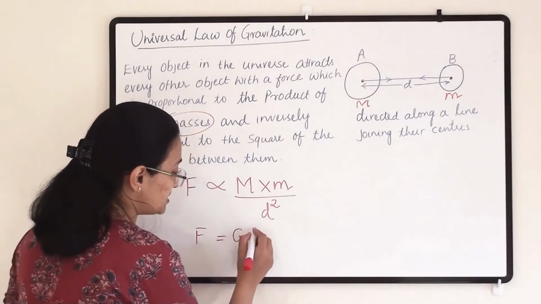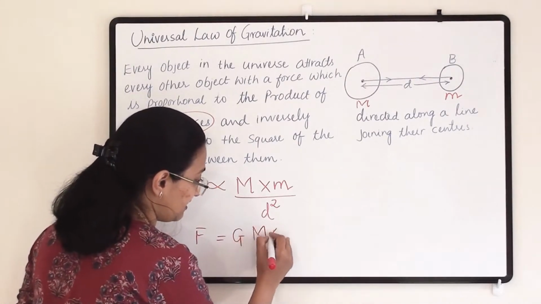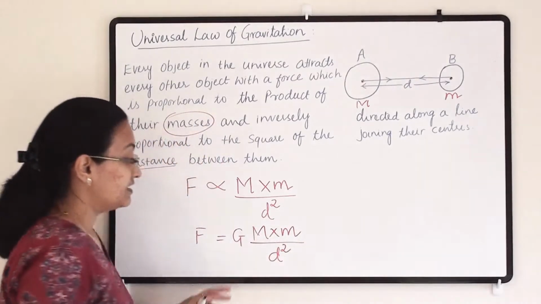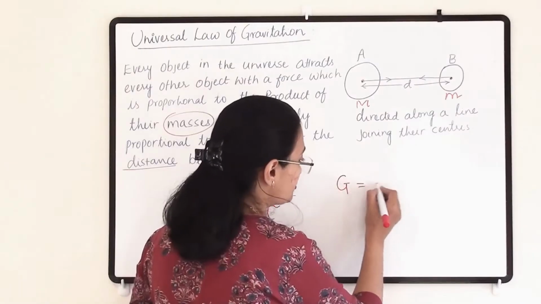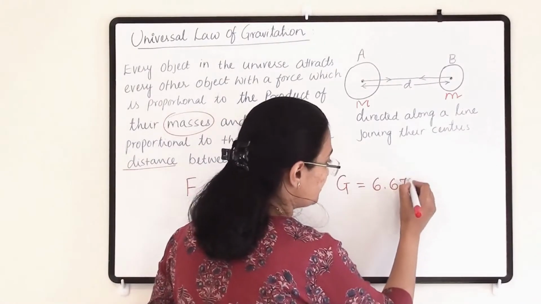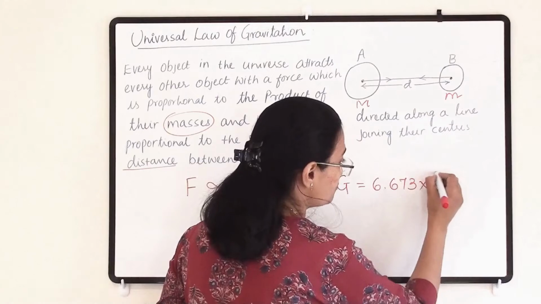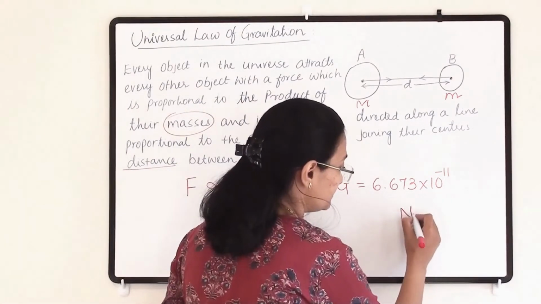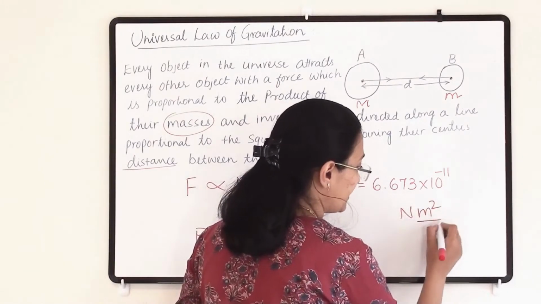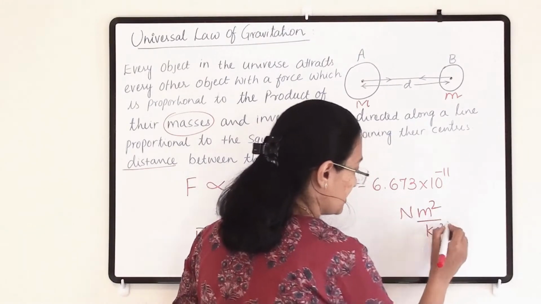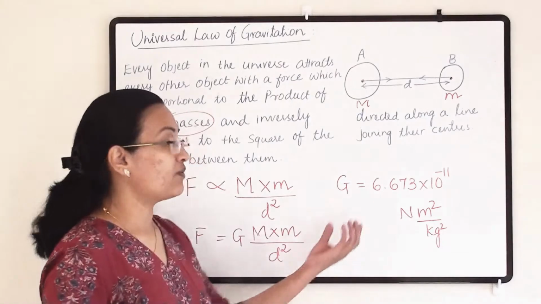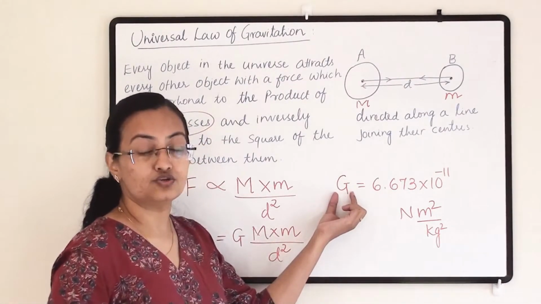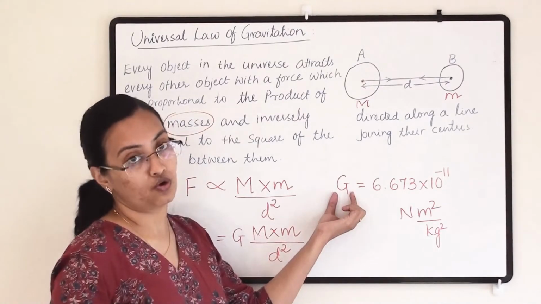So G is the gravitational constant, and its value is G equals 6.673 into 10 raised to minus 11. And as a unit, it will come Newton meter square divided by kg square. This value has been found out by Henry Cavendish, and this G is known as the universal gravitational constant.